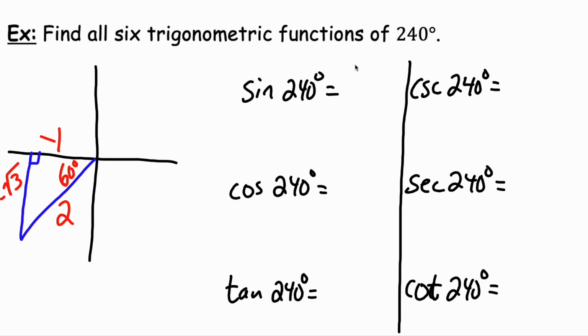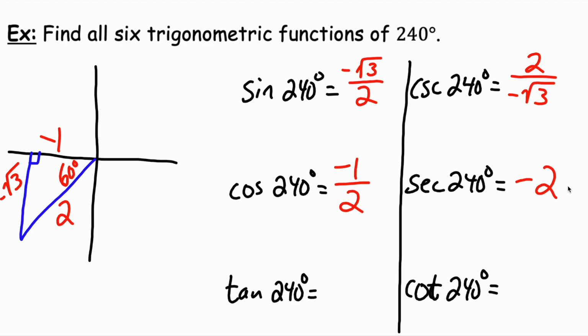So sine is opposite over hypotenuse, negative square root of 3 over 2. Reciprocal for cosecant, 2 over negative square root of 3. Cosine is adjacent over hypotenuse, so negative 1 over 2. Secant is the reciprocal, so that's just negative 2. Tangent is opposite over adjacent, which is just square root of 3. And then cotangent will be the reciprocal, so that's 1 over square root of 3.